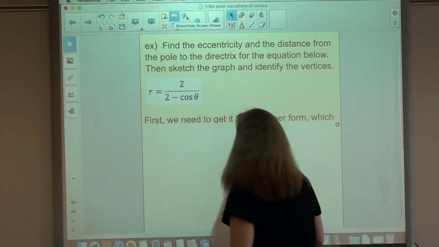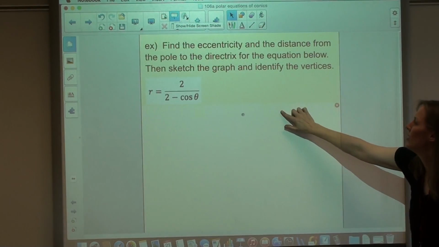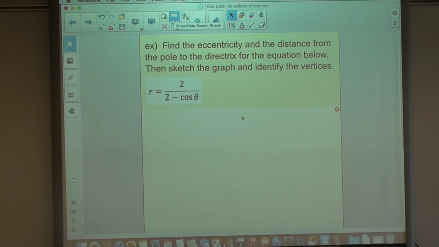Okay. Alright, so we are going to find the eccentricity and the distance from the pole to the directrix for the equation below. Then sketch the graph and identify the vertices. We have the equation r equals 2 over 2 minus cosine theta.